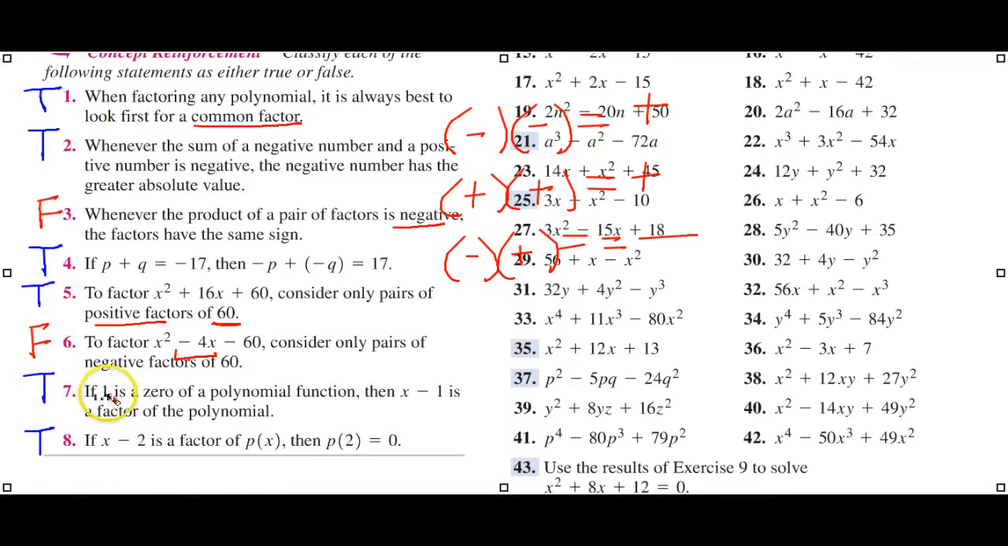All right, number 7. If 1 is a 0 of a polynomial function, then x minus 1 is a factor of that polynomial. Now, this goes back to factoring and then equaling the factors to 0. So in order for this to be a positive 1, x minus 1 had to be one of the factors, because we said we take each factor, equal it to 0, and then transpose that. So here x is equal to 1. That's why that's true.